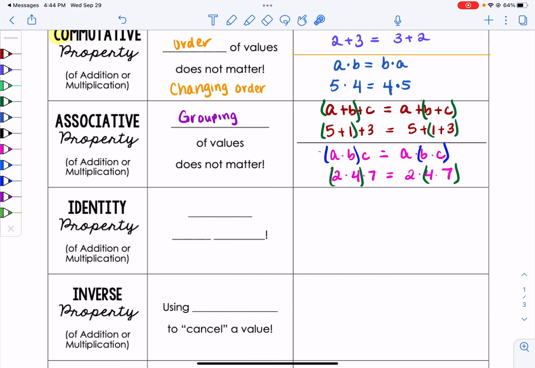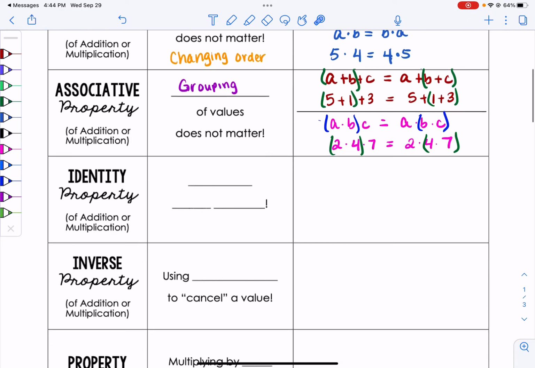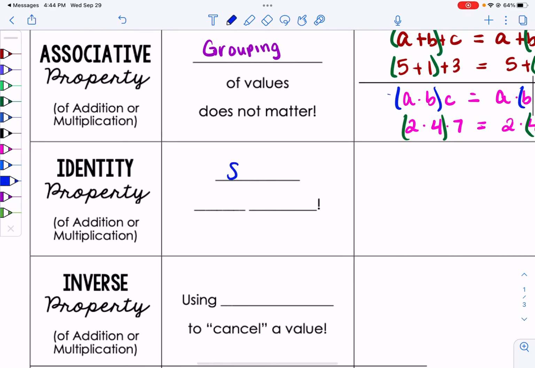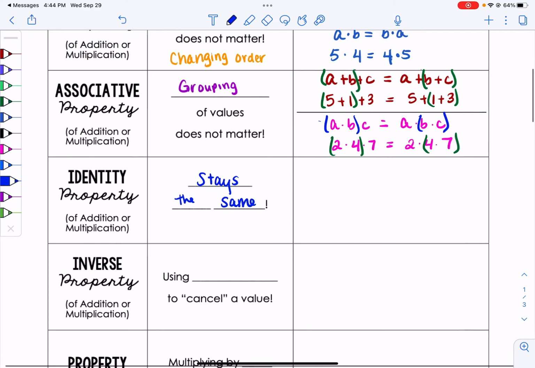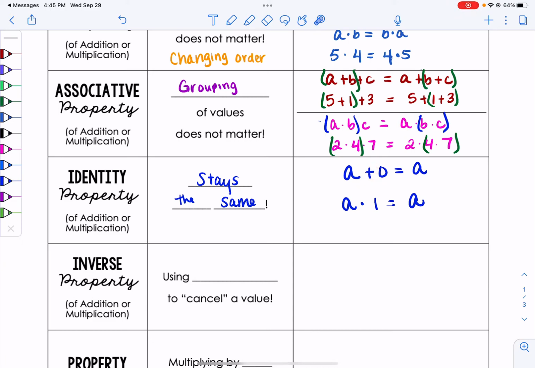The identity property of addition or multiplication. All you need to know about the identity property is that it means it stays the same. Your identity is not changing. So I can say A plus 0 equals A. I could also say A times 1 is equal to A. So I can do the identity property of addition, where I add 0, or the identity property of multiplication, where I just multiply times 1.